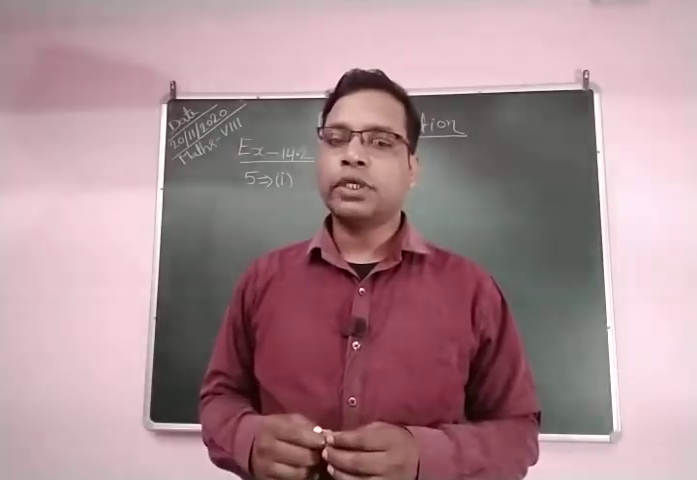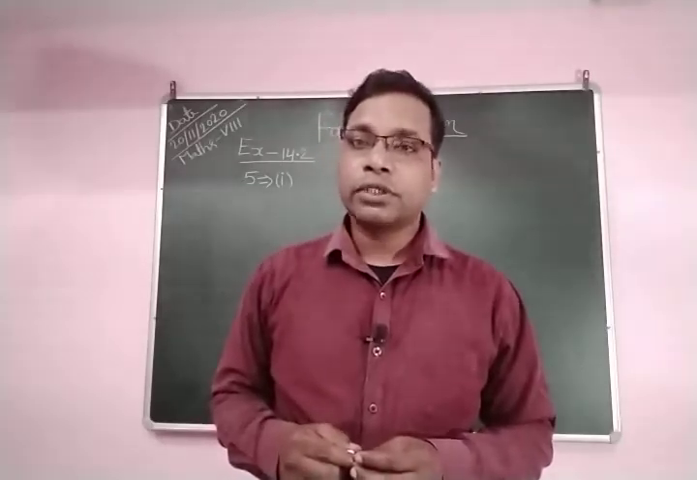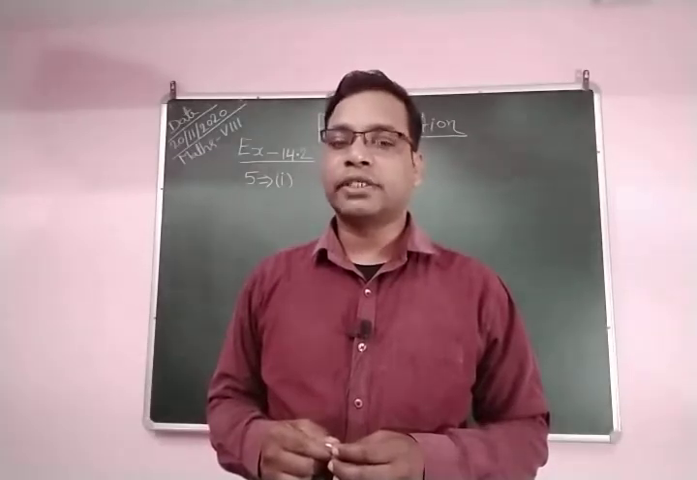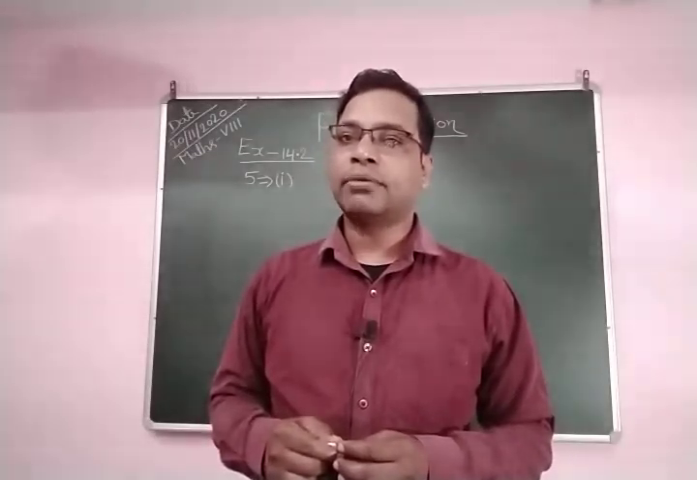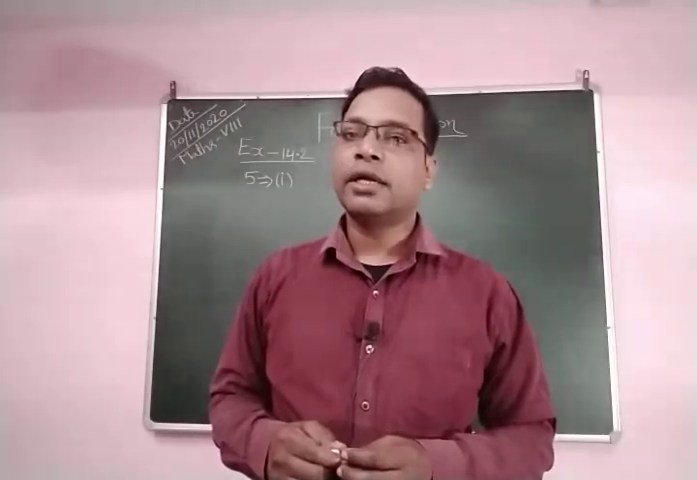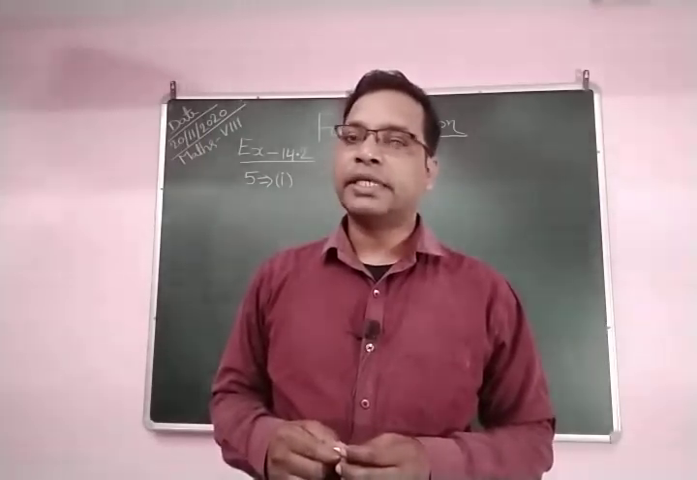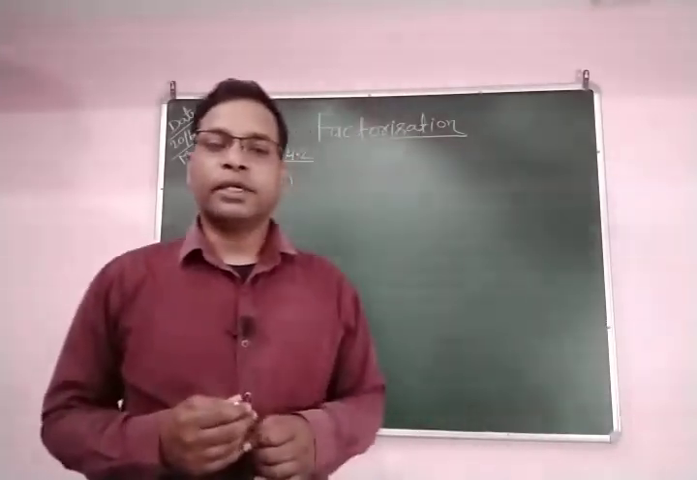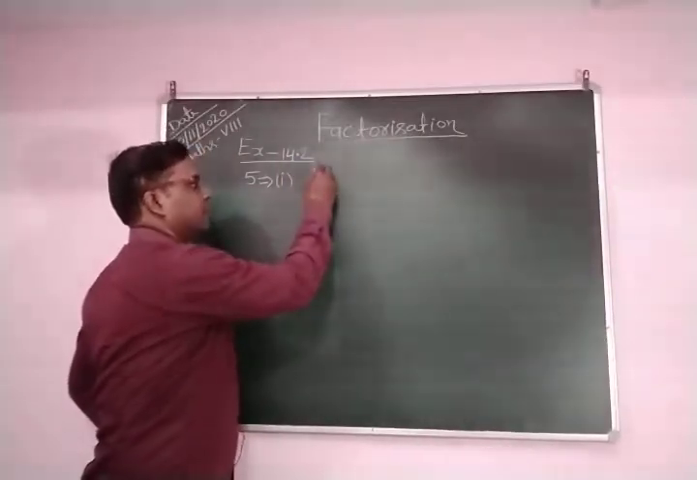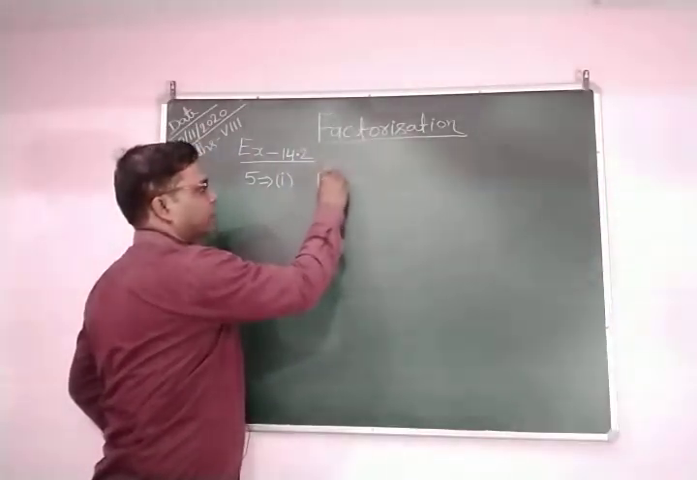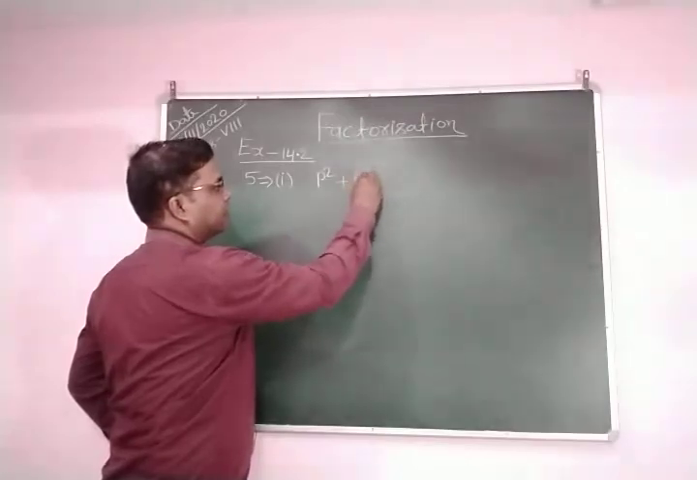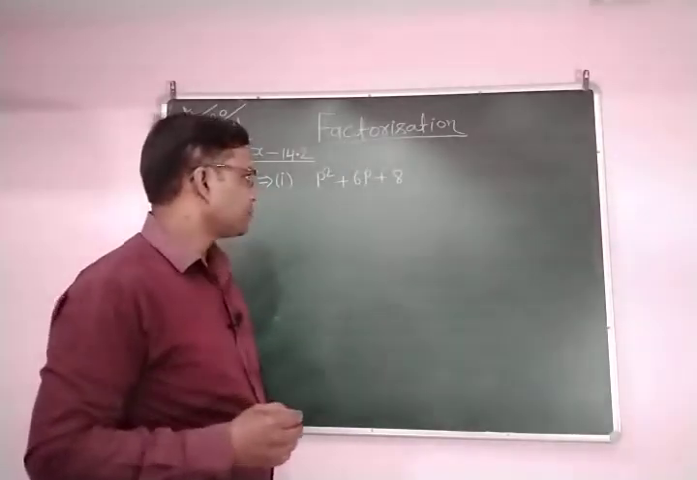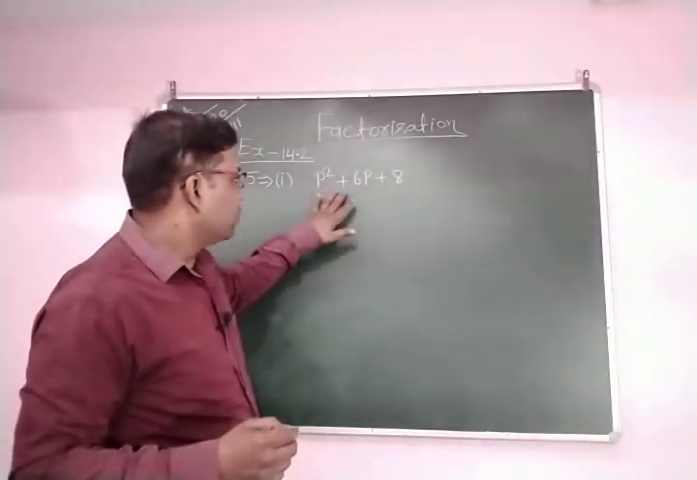14.2 question number 5. Question number 5 says factorize the following expressions. Part A: p square plus 6p plus 8. We need to factorize this expression, p square plus 6p plus 8. So this is the given expression. Clear? Now, how can you factorize here?